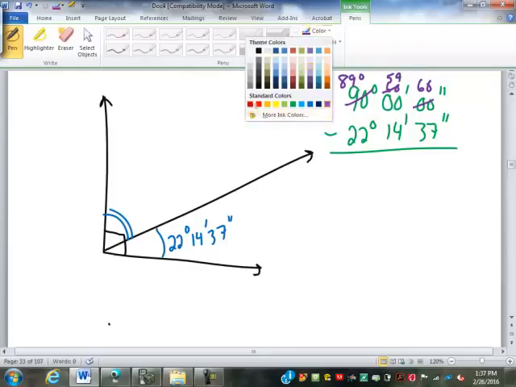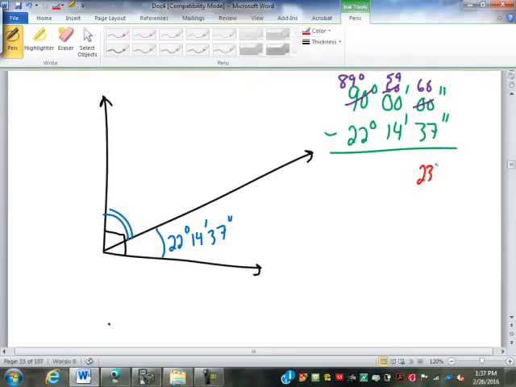So now we just subtract. 60 minus 37 is 23 seconds. 59 minus 14 is 45 minutes. 89 minus 22 is 67 degrees.